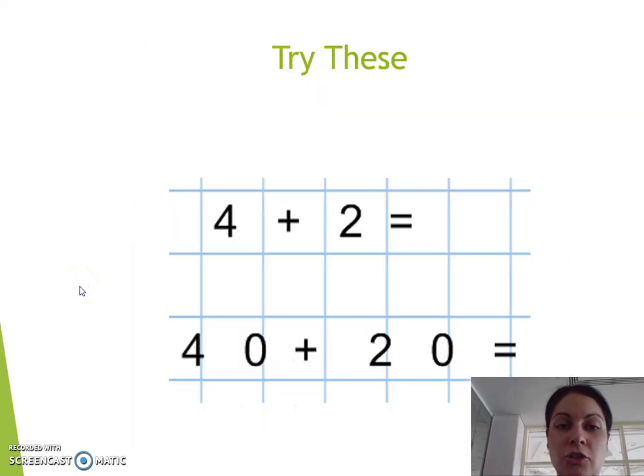And you can try these with the children. So 4 plus 2 equals 6. 40 plus 20 equals 60.